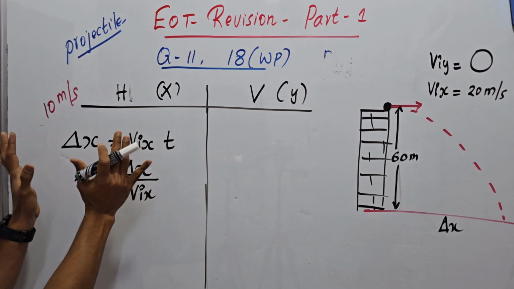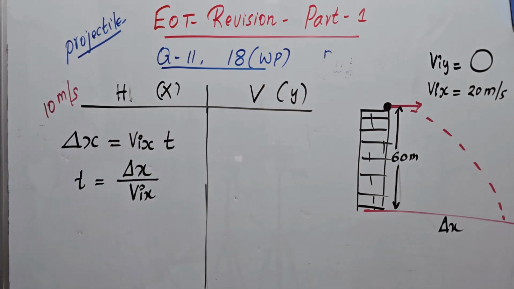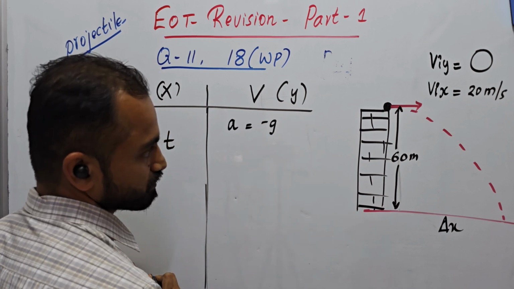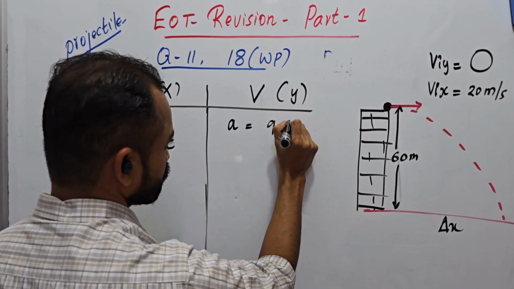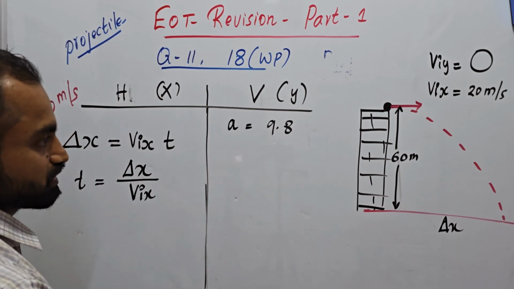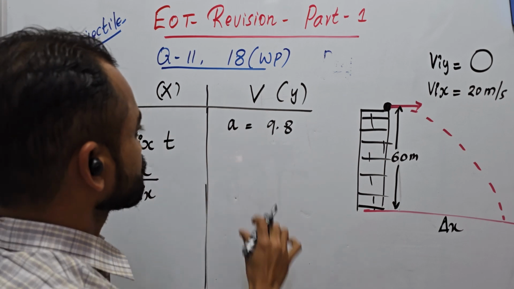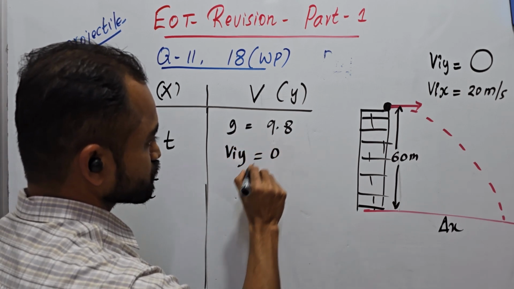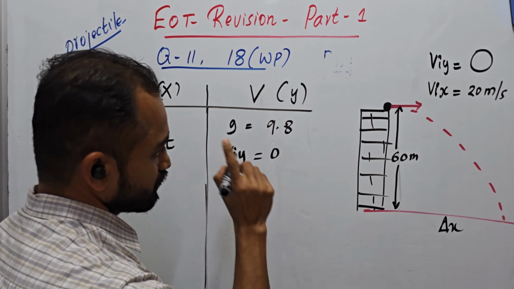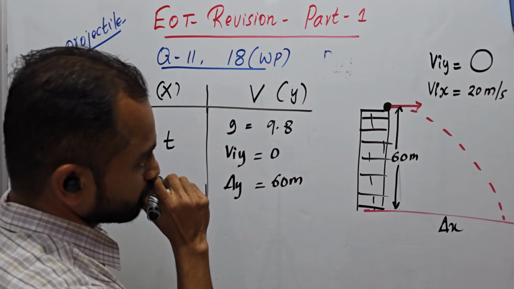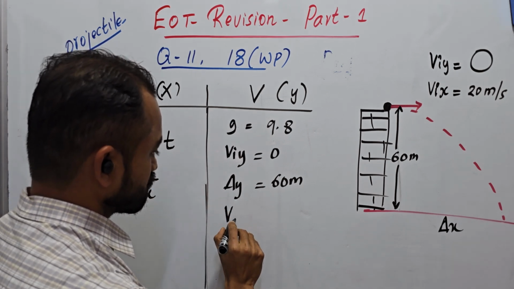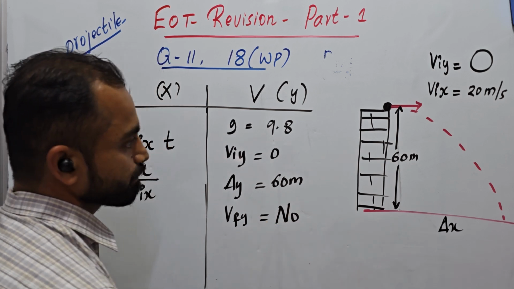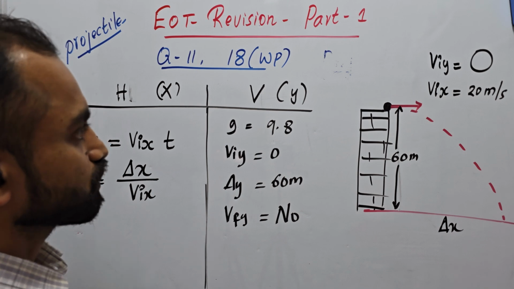So if we cannot use this equation, we will go to the vertical motion. In vertical motion, what do we have? We have the acceleration. Acceleration is equal to how much? Minus g, correct? Or I will just write 9.8, and we will use the minus in the equation. Acceleration is 9.8, that is g, right? Then I have the initial velocity in the vertical direction, that is equal to 0. I have the height, 60 meter. What I do not have is the final velocity in the vertical direction. What do we need to calculate? We want to calculate the time.